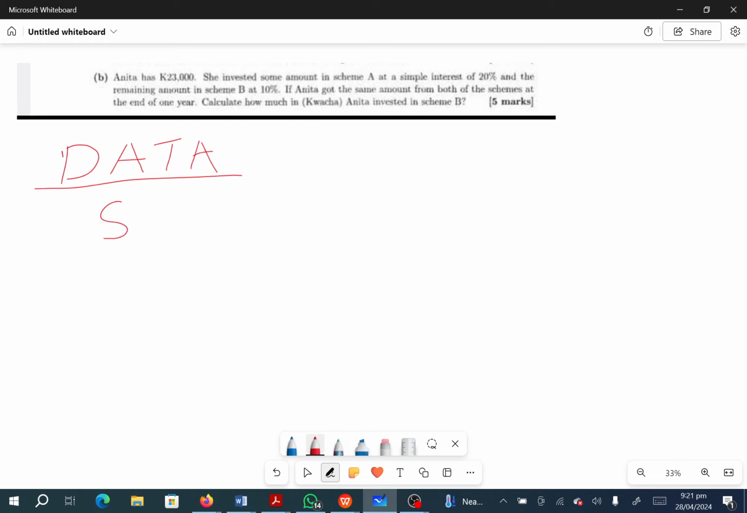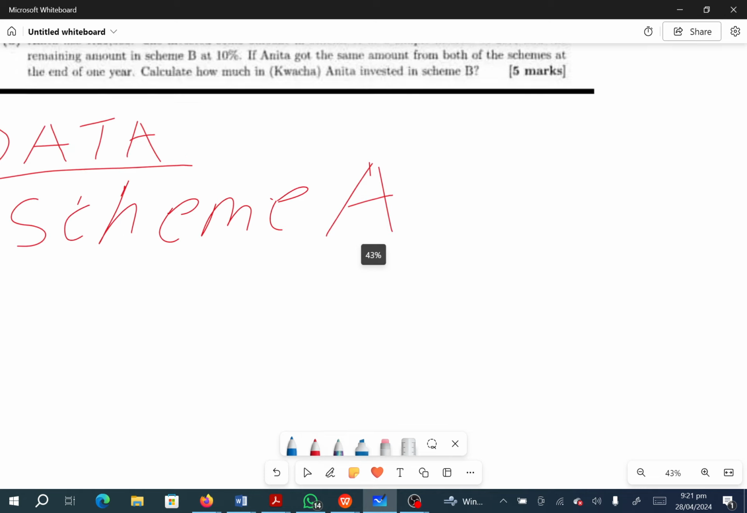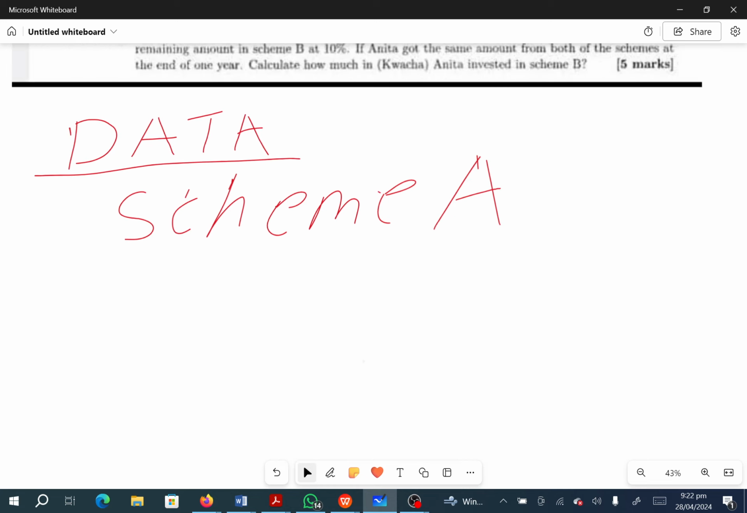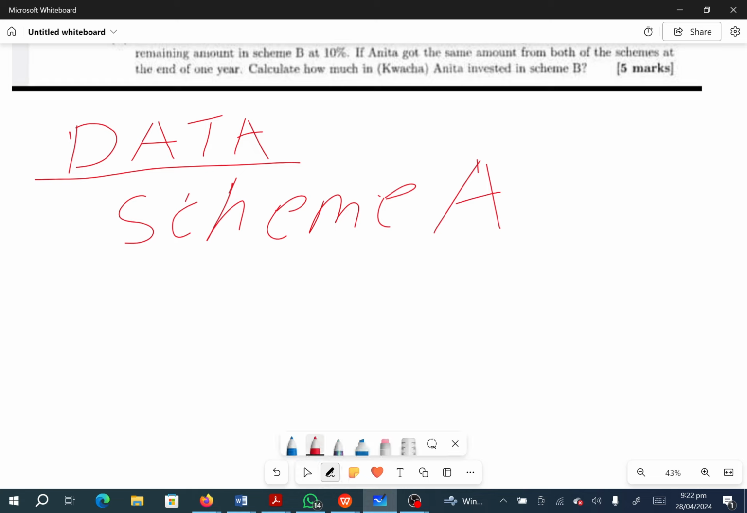So we will start with scheme A. Under scheme A, we know that our formula when we're dealing with simple interest is SI is equal to P times R times T.